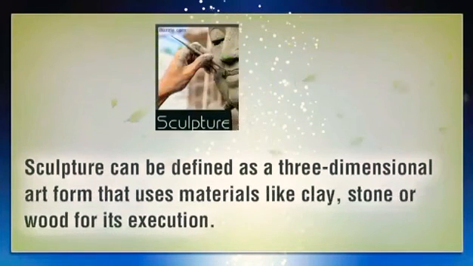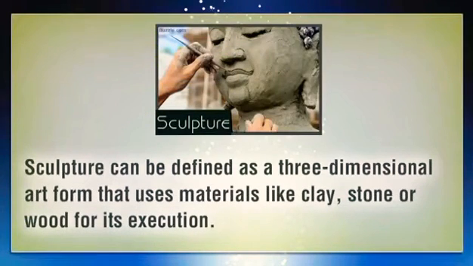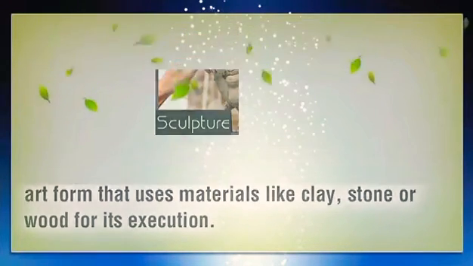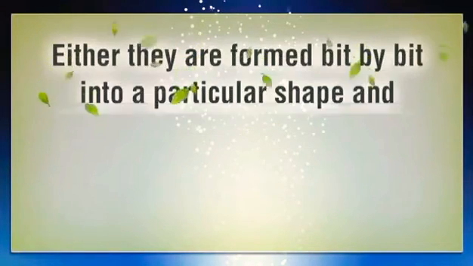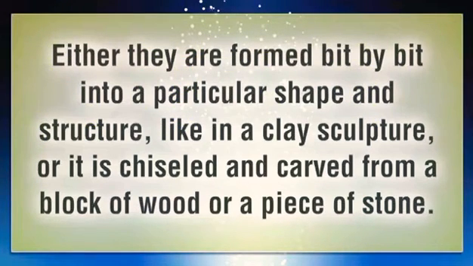Sculpture can be defined as a three-dimensional art form that uses materials like clay, stone or wood for its execution. Either they are formed bit by bit into a particular shape and structure, like in a clay sculpture, or it is chiseled and carved from a block of wood or a piece of stone.